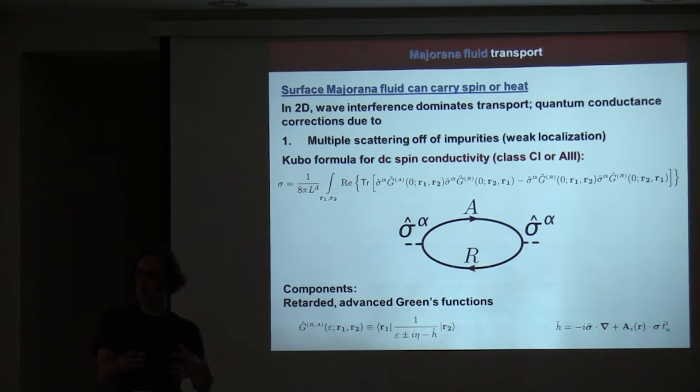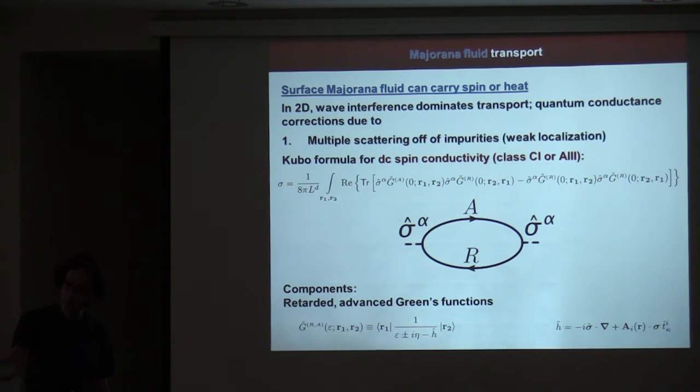It's precise in the bulk, but you always have this phenomenon that when you go to the surface of a topological phase, you sort of lose half the number of degrees of freedom. So it's some projection of those degrees of freedom. In class D3, where you have strong spin-orbit coupling, they can be literally the spin Pauli matrices, although it might depend on the surface you're looking at.